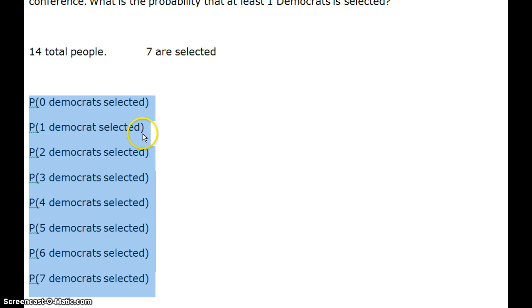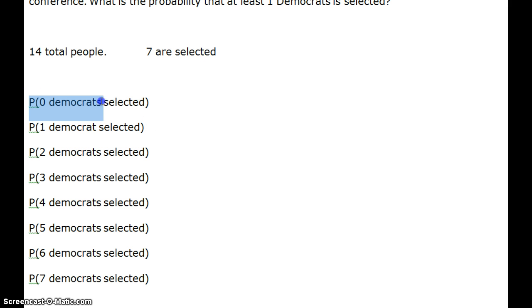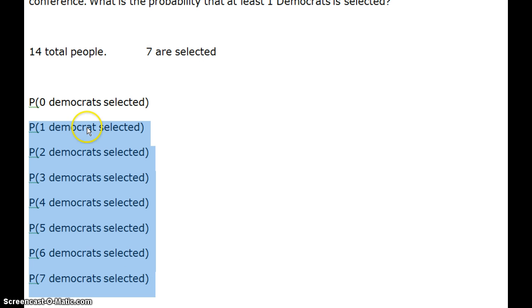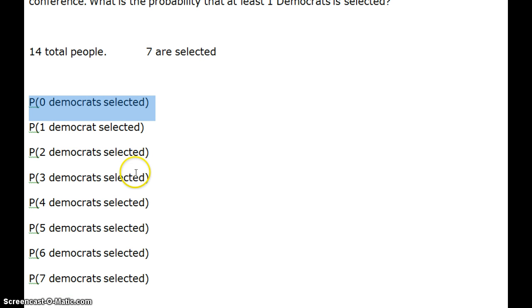So those are all the options, so they have to add up to 100% because it's all the possible options. So if you just find the one option that isn't what we're looking for and do 1 minus that, it gives you everything else, and that's actually what we're looking for, is this everything else part. So what we're going to do is figure out the probability that 0 Democrats are selected and then do 1 minus that answer.